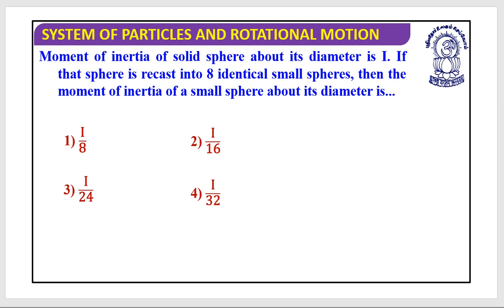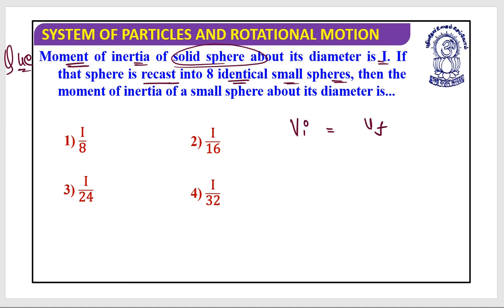Great. Let's work for this. It says that the moment of inertia of a solid sphere about its diameter is I. If that sphere is recast into 8 identical small spheres, then find the moment of inertia of a small sphere about its diameter. So first let's recast this into 8 identical smaller spheres. What I understand is that the initial volume should be equal to the final volume.